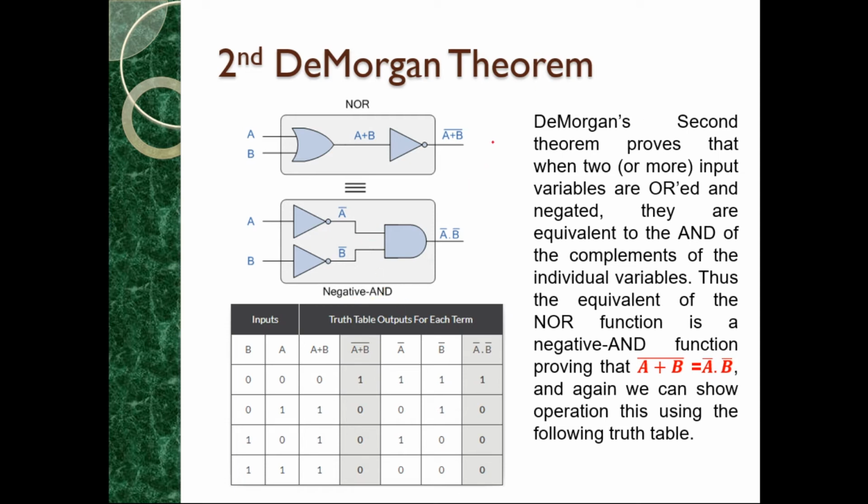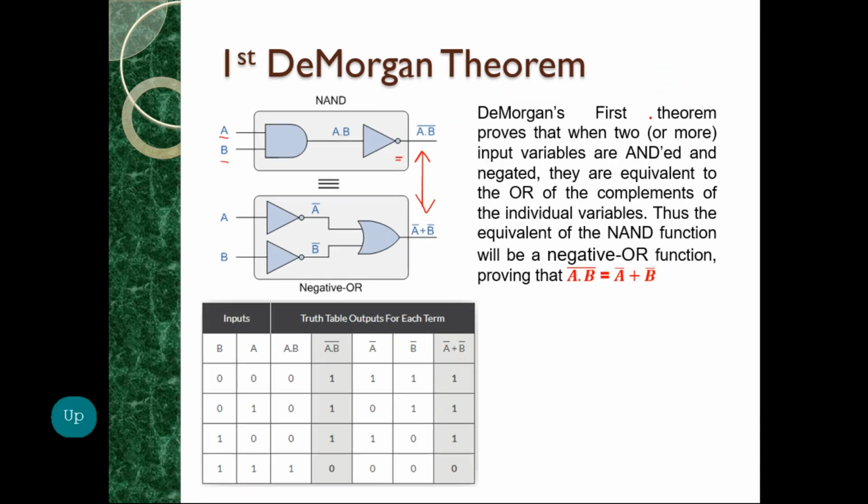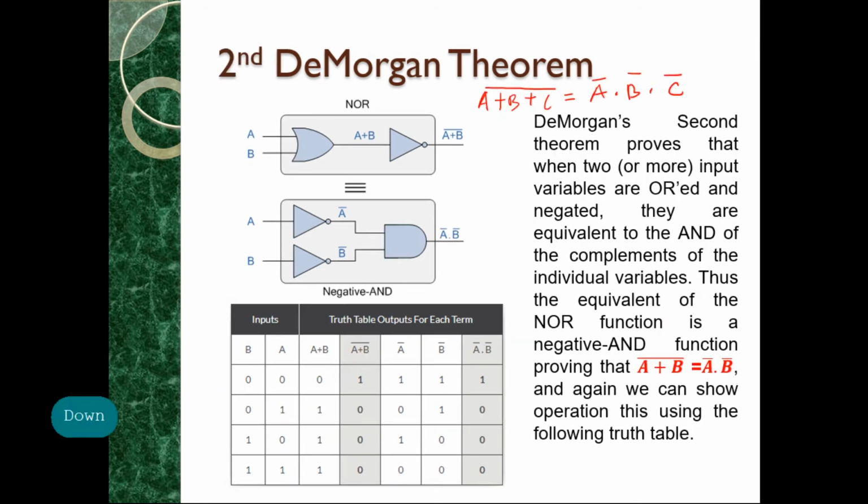So what if we have more than two variables? If we have more than two variables, for example A, B, and C, the NAND of them is equivalent to the OR of the complements A', B' and C'. Similarly, for the second DeMorgan theorem, if we have more than two variables, for example A, B, and C, the NOR is equivalent to the AND of the complements. Okay, so that's all for the DeMorgan theorem.